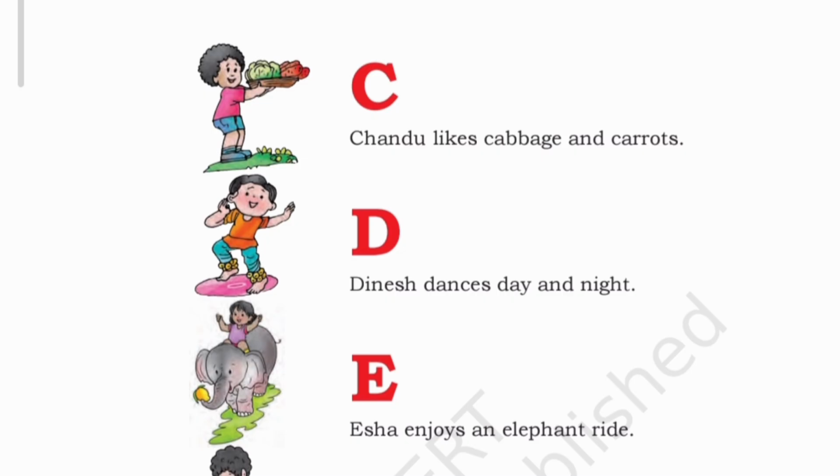C. Chandu likes cabbage and carrots. Here Chandu, cabbage and carrots are starting with the alphabet C. D. Dinesh dances day and night. Here Dinesh, dances and day are the words starting with the alphabet D. E. Isha enjoys an elephant ride. Here Isha, enjoys, elephant: these are the words that start with the alphabet E.